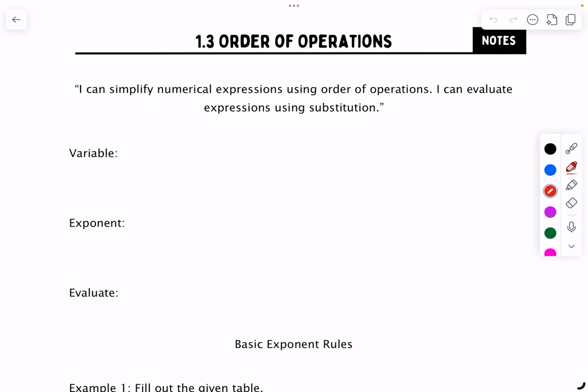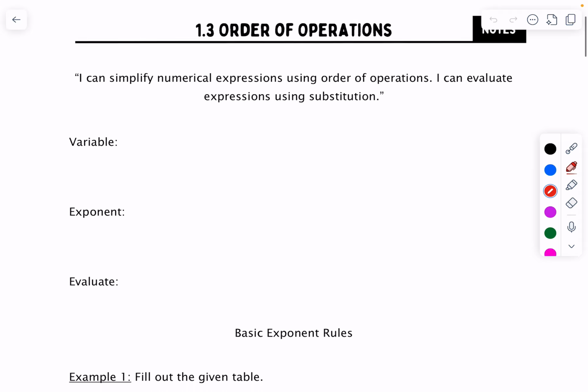Welcome back. In today's lesson, we're going to be talking about order of operations. After the lesson, you'll be able to simplify numerical expressions using order of operations and evaluate expressions using some substitution. So let's start with some of this vocabulary because those are some words you might not have heard in a while, and we're going to introduce some other words that we're going to use a lot this semester.